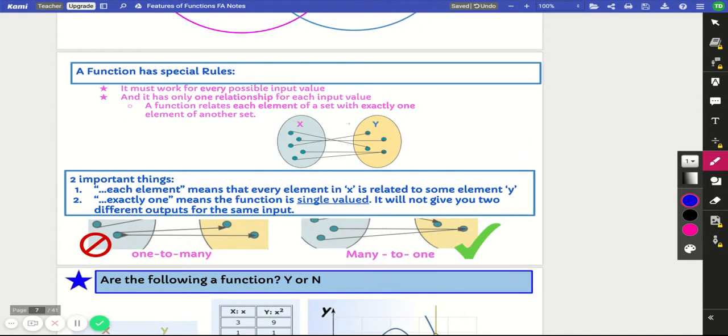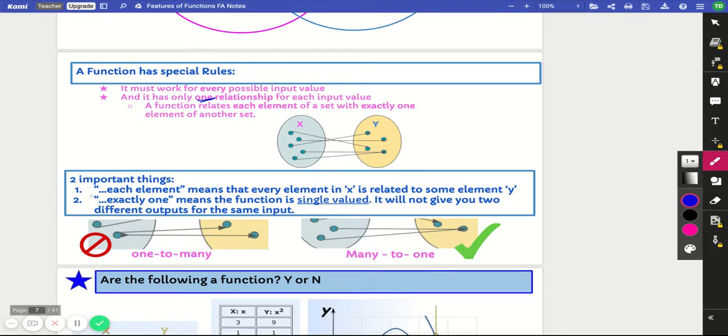A function has special rules. It must work for every possible input value, and it has only one relationship for each input value. So only one. A function relates each element of a set with exactly one element of another set. If we look at this mapping, that's a way to figure out if something is a function. If you notice, each dot on your left side has one output.